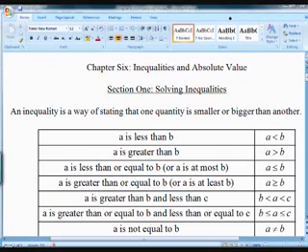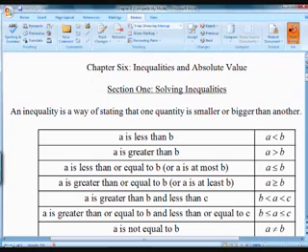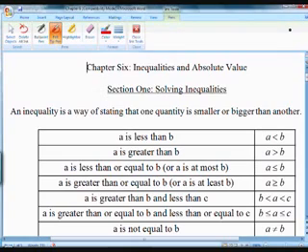Let's analyze the actual word inequality. The prefix "in." Does anybody know what that prefix means? Not. So this means it's not an equality. Take that word equality. What's the root word of equality? Equal. So an inequality is something that's not equal.